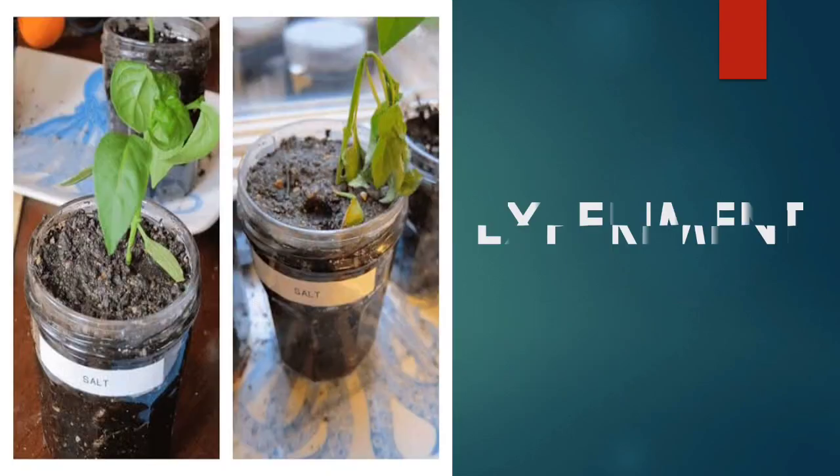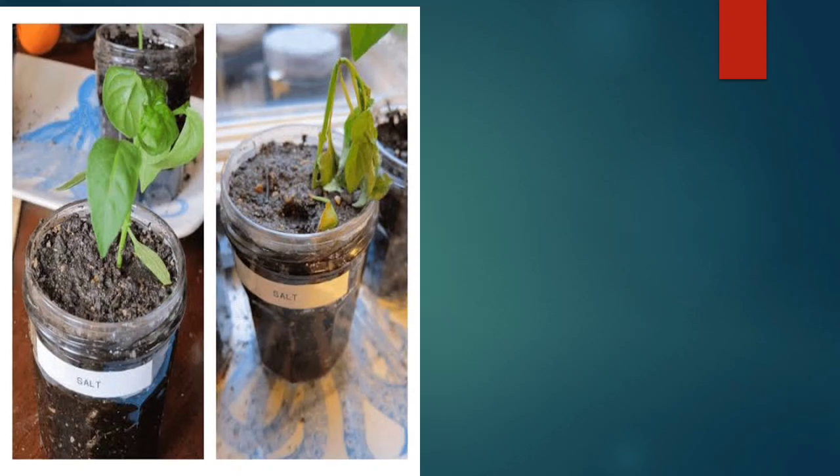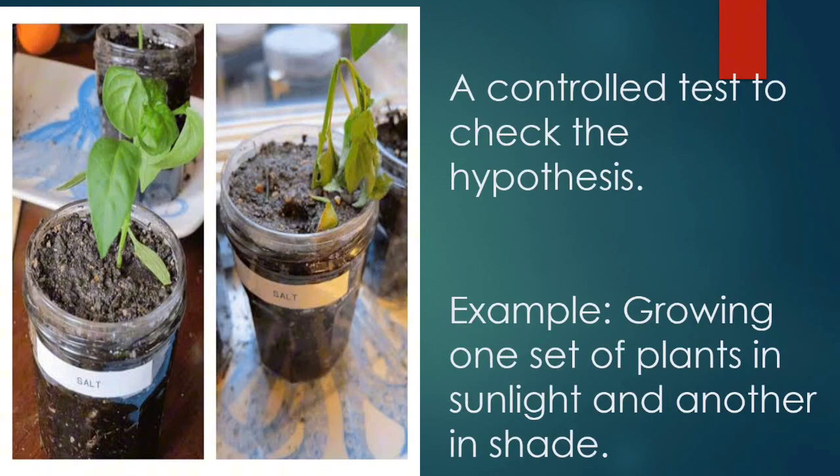Now the next method in science is experiment. I know that rings a bell. Even as a new science student, you should know what an experiment is. An experiment is a controlled test to check the hypothesis. Remember I told you that a hypothesis is a testable prediction. You are not sure, you just predict something. After predicting, you say, let me now test what I have predicted. That takes you to experiment.